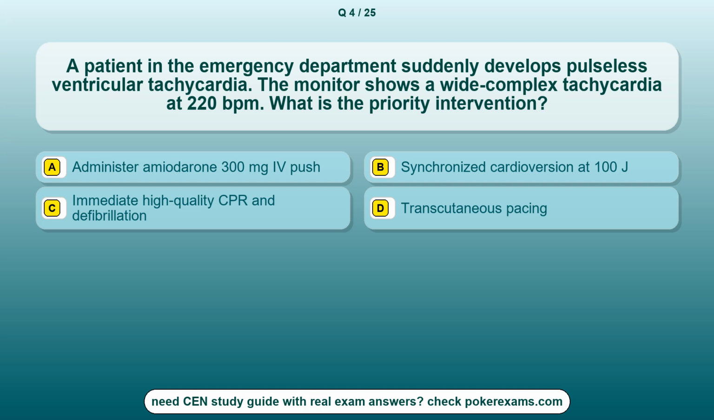Question 4. A patient in the emergency department suddenly develops pulseless ventricular tachycardia. The monitor shows a wide complex tachycardia at 220 bpm. What is the priority intervention? Option A. Administer amiodarone 300 mg IV push. Option B. Synchronized cardioversion at 100 J. Option C. Immediate high-quality CPR and defibrillation. Option D. Transcutaneous pacing.